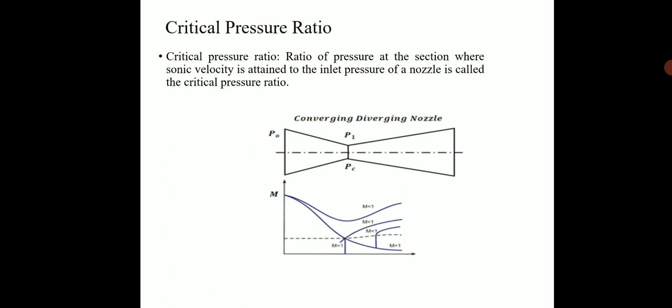The ratio of the pressure at the section where the sonic velocity is attained to the inlet pressure of a nozzle is called the critical pressure ratio. This shows the convergent divergent nozzle where the Mach number less than 1 shows the subsonic flow, and where the Mach number is greater than 1 shows the supersonic flow. When M is equal to 1, it shows the portion of the throat. At the throat, the Mach number is equal to 1.